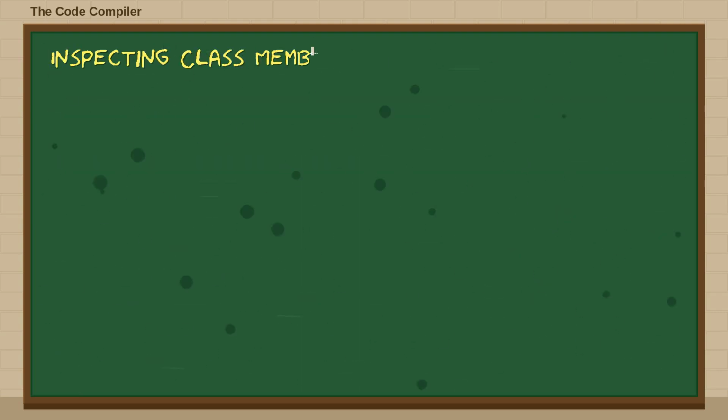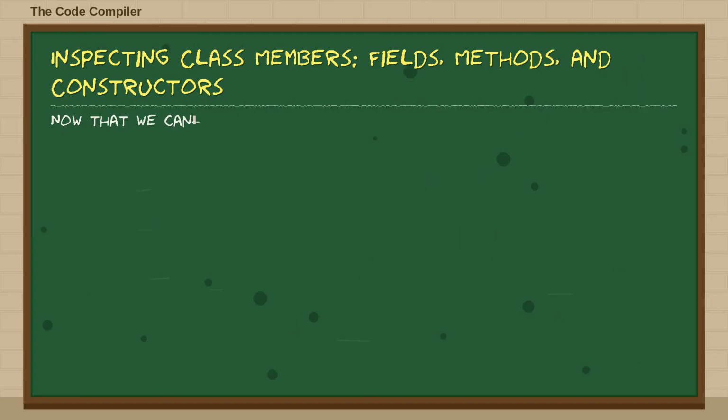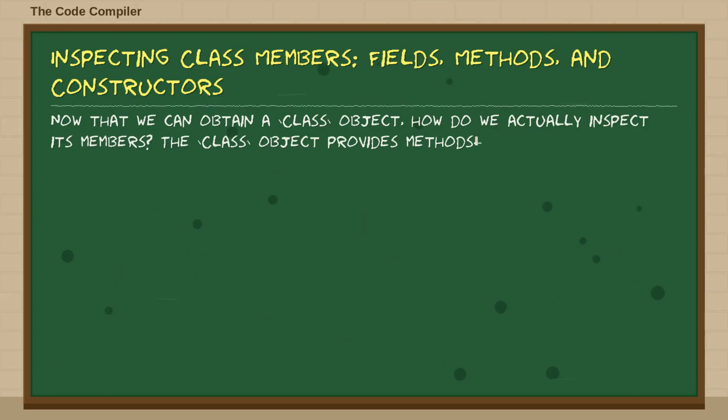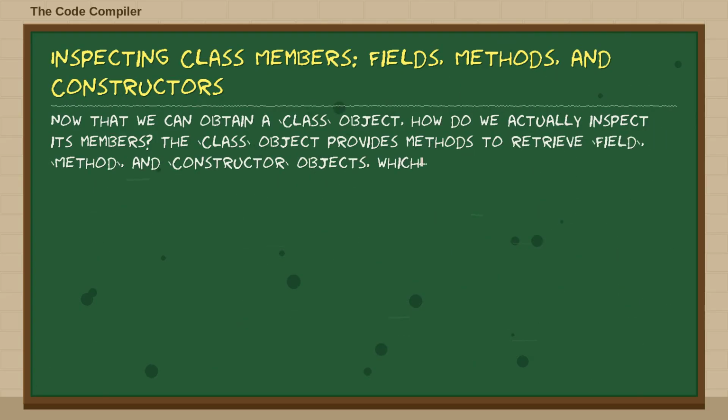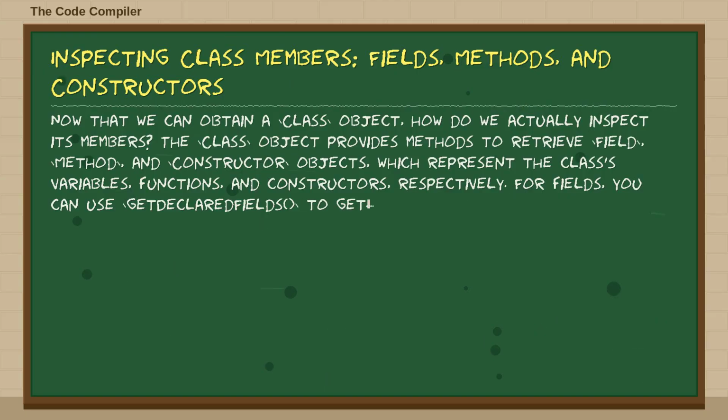Now that we can obtain a class object, how do we actually inspect its members? The class object provides methods to retrieve Field, Method, and Constructor objects, which represent the class's variables, functions, and constructors, respectively. For fields, you can use getDeclaredFields to get all fields declared by the class, including private ones.